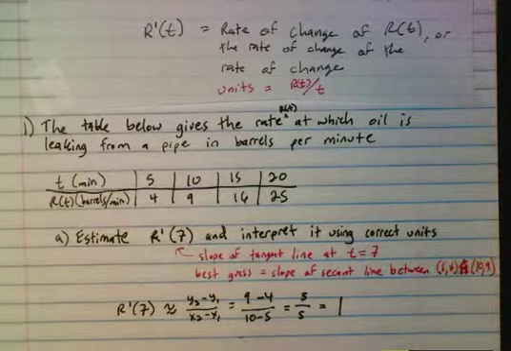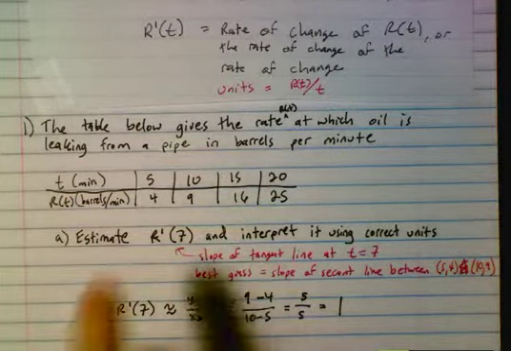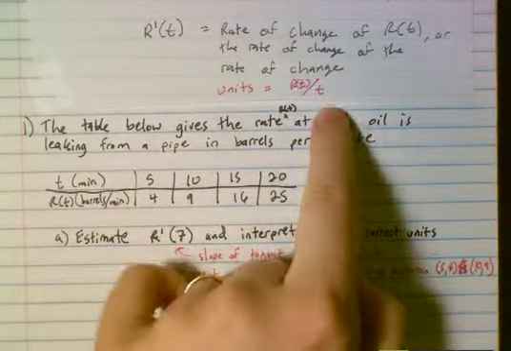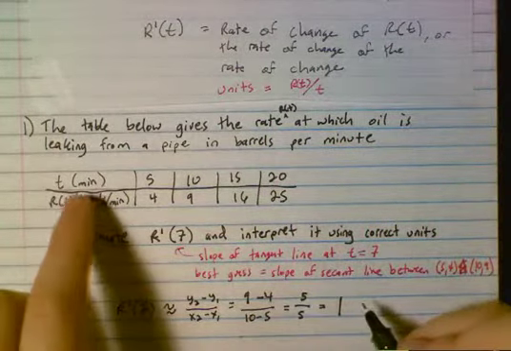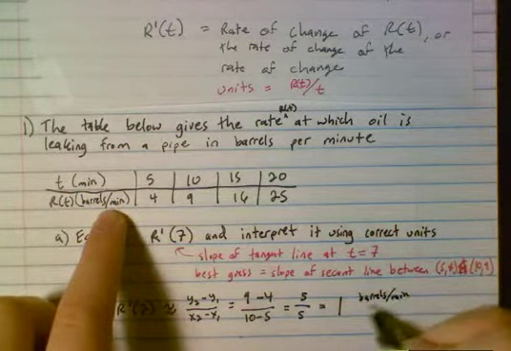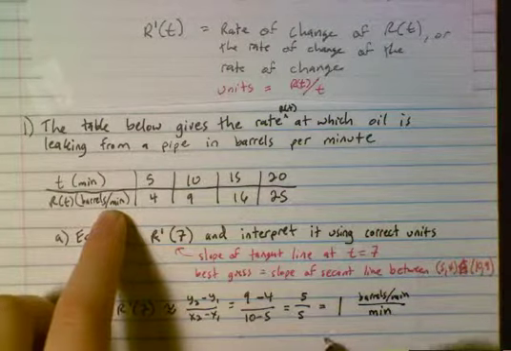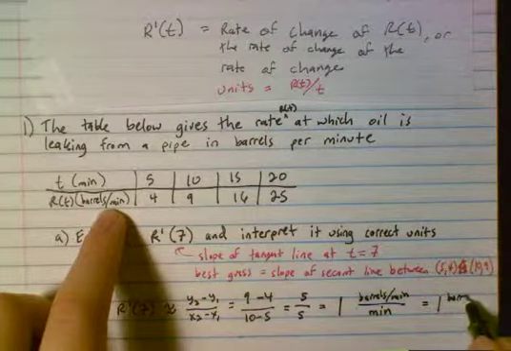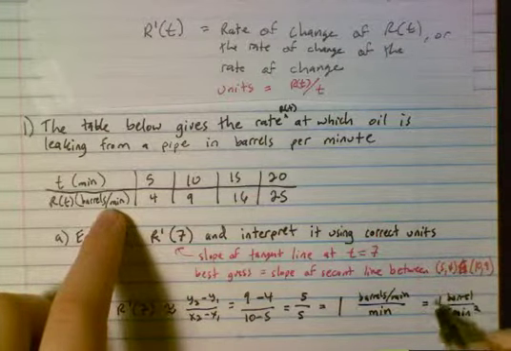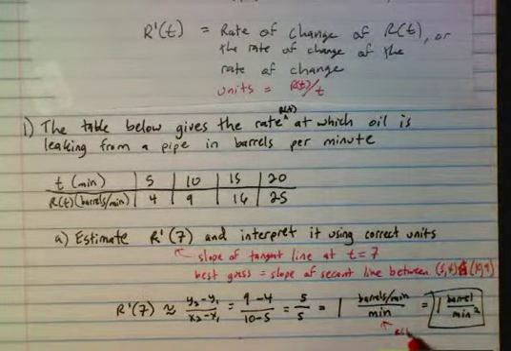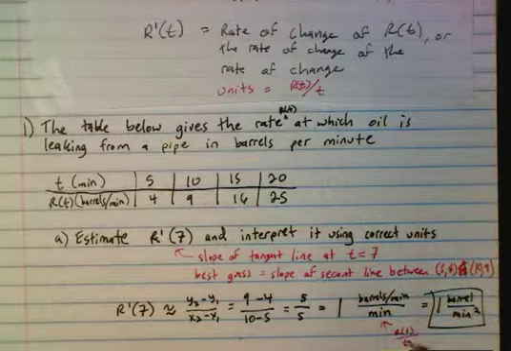That number is easy enough, but now we have to figure out what the units are. So one of the things to notice is that up here, R prime of t, the units are always R of t divided by t. So this is going to be barrels per minute, or 1 barrel per minute squared. And let's just note this is R of t divided by t.